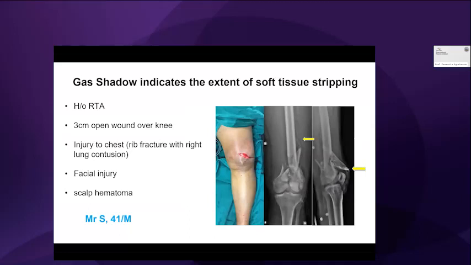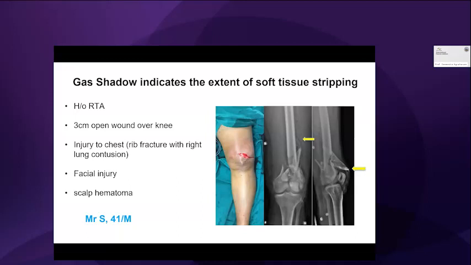We can see that there is extensive gas shadow extending up to the mid shaft level, which tells us that the whole bone has come out through the open wound, and then the soft tissue also is crushed, and periosteal stripping has happened, and the outside air is being sucked. So this is a very important sign that we need to understand.